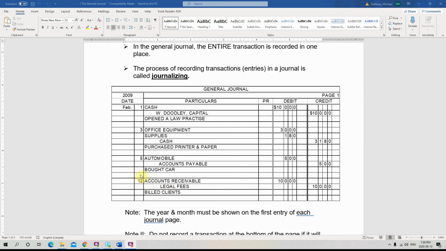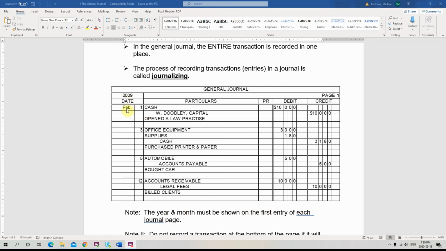Okay, so next one on the 12th, we billed a client for services we performed, $10,000. So since we just billed him, we haven't received the cash. Okay, we're going to debit accounts receivable for $10,000, and we're going to credit our revenue account, legal fees, let's say, for $10,000. Now, the year and the month must be shown on the first entry of every journal page.